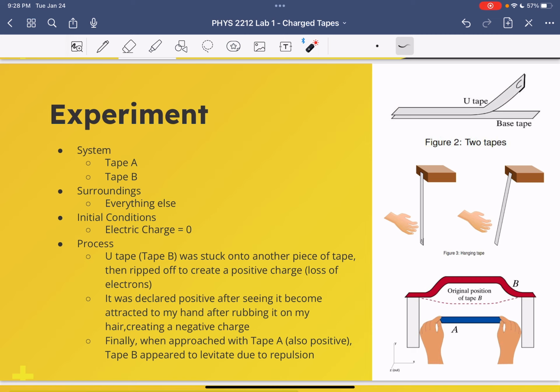But we didn't know that when we did it, so that's why we had to do step 2, which is when you take your hand and it's attracted to it. Your hand is not negative charge, and so when the tape is attracted to it, we know that it must be an opposite charge, meaning it's positive. Additionally, when we took another piece of tape, A, and put it down here next to B, B was repelled, meaning both A and B are positive because there was repulsion.